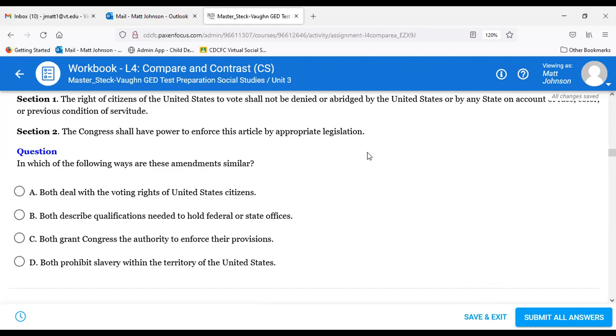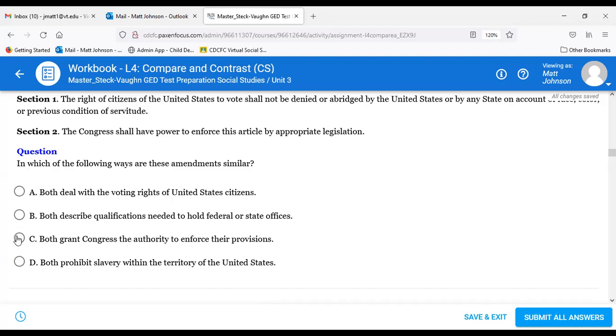A, both deal with the voting rights of United States citizens. B, both describe qualifications needed to hold federal or state offices. C, both grant Congress the authority to enforce their provisions. D, both prohibit slavery within the territory of the United States. I think it's the C.